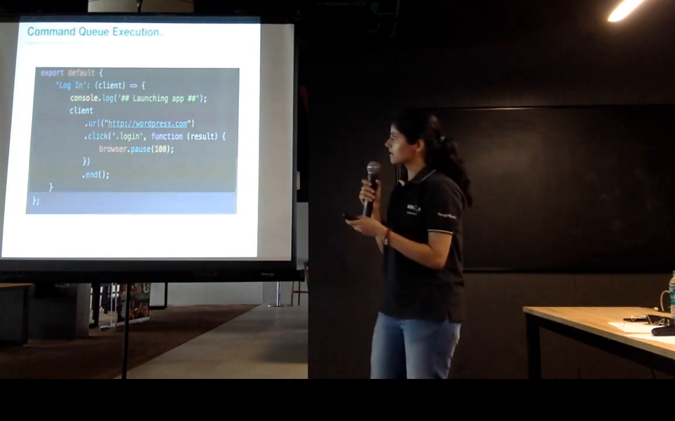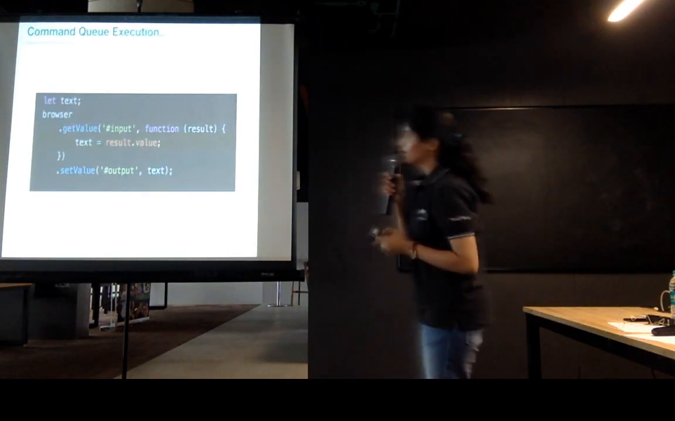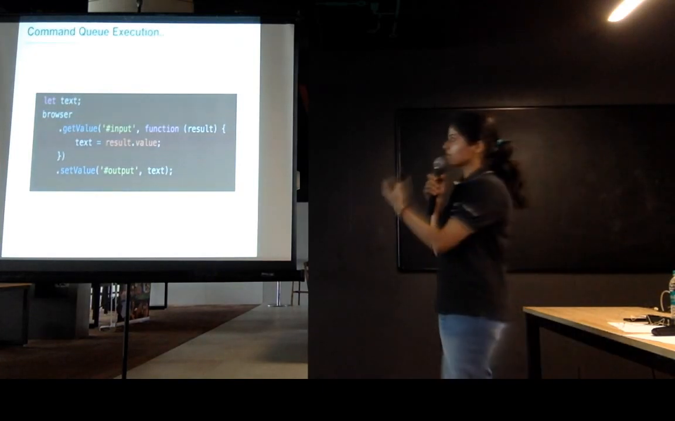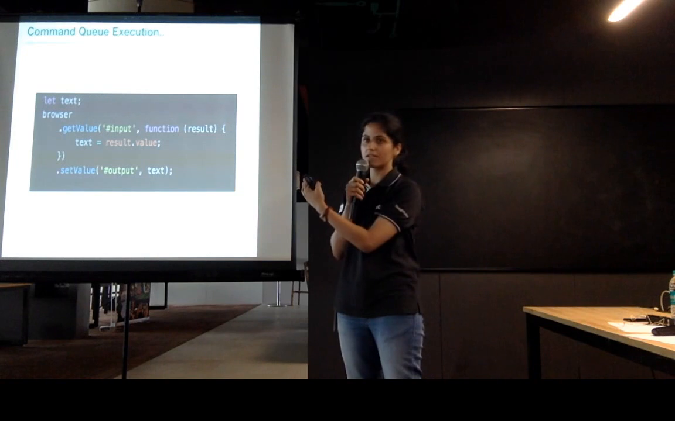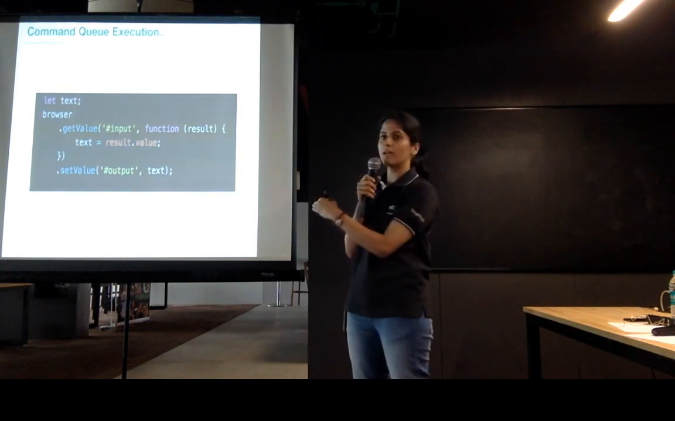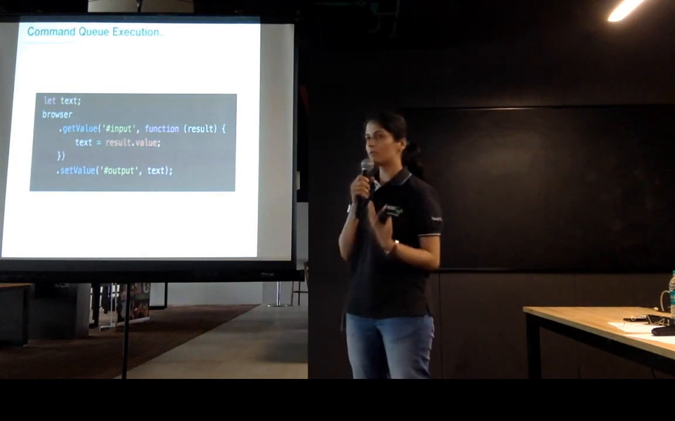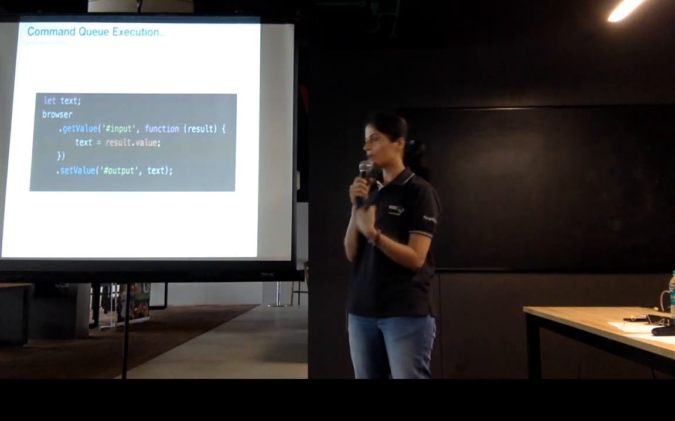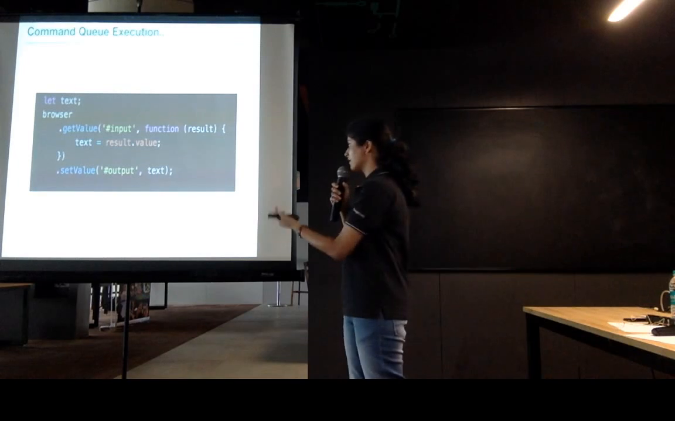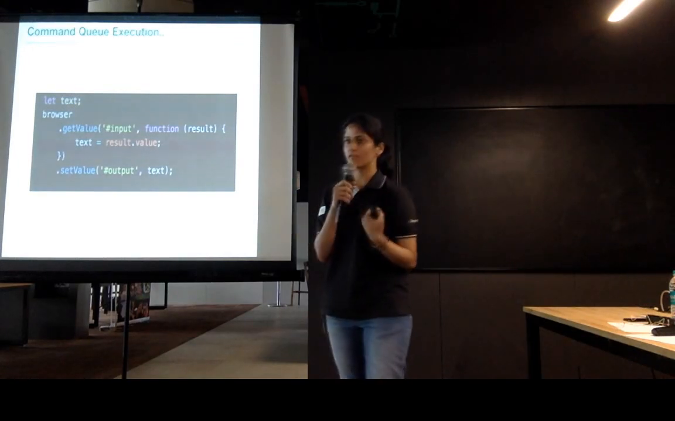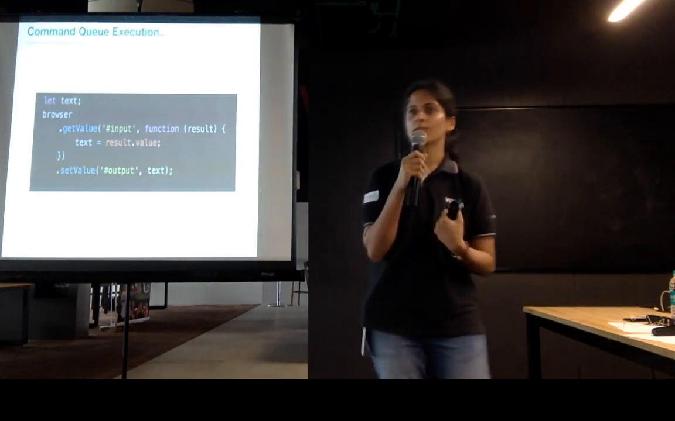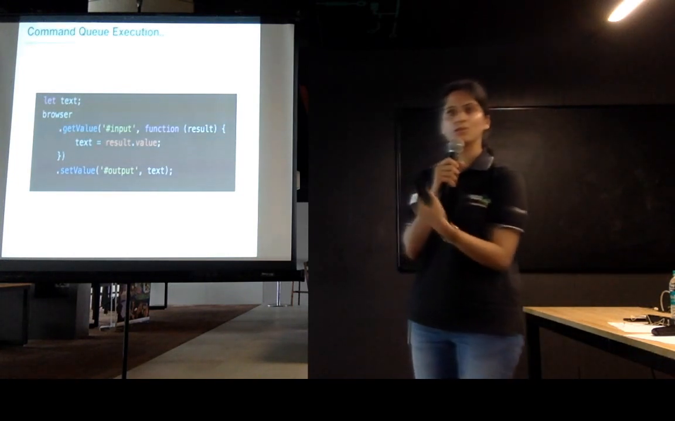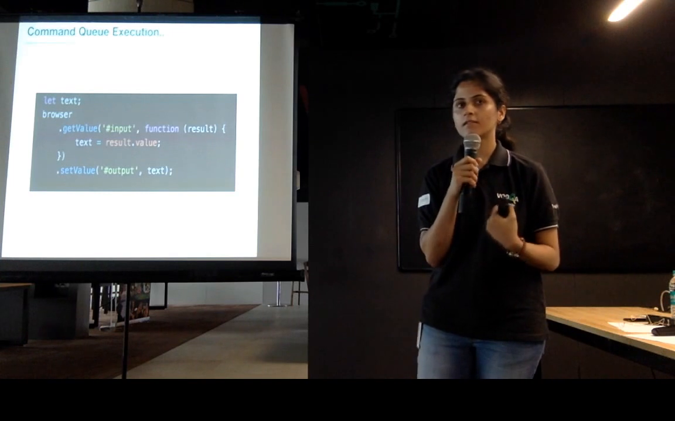If you see the next example, say this. You want to get a value out of an input, which is result, and then you want to reuse that value and put it into a text variable, and then you want to set the value of text. What do you think would be the output of this? Anyone? What will you get in the set value when you run this? How will it execute, if you see the command queue? Will it work fine, or will it throw some error? Will it go through?